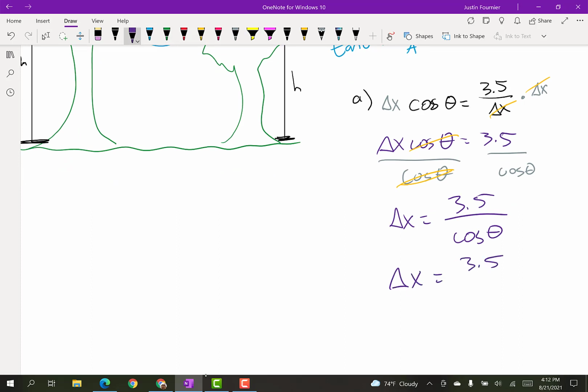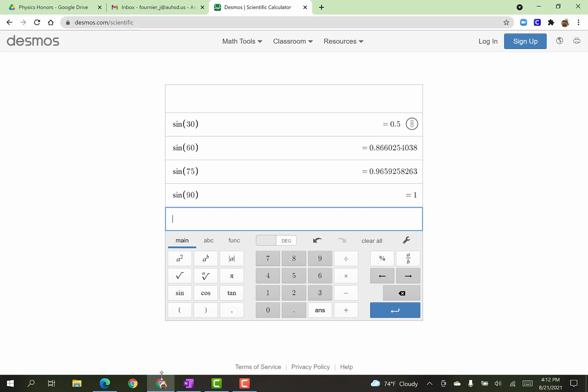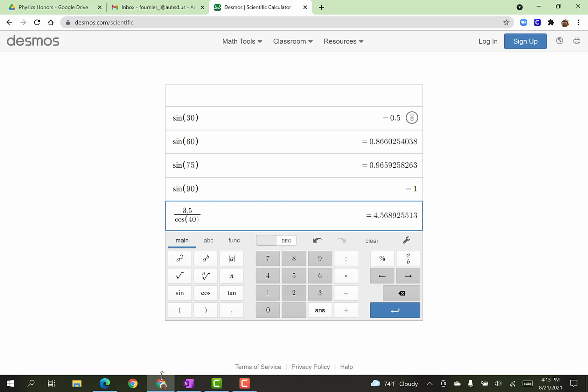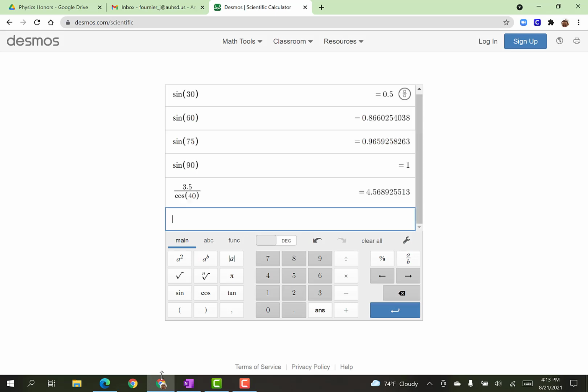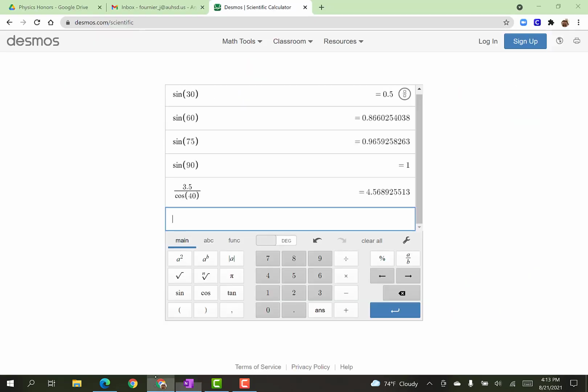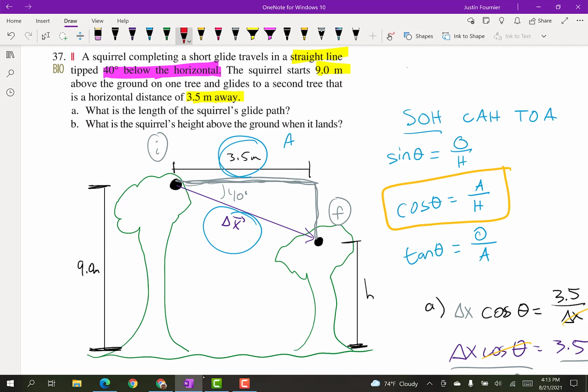So let's plug in all those numbers now. Delta x is equal to 3.5 divided by cosine of 40. Close parentheses, hit enter. I get about 4.57. You want to round to about 3 sig figs, or I think the book actually uses 2 sig figs, but we'll say 4.57 meters. Double check that. 4.57, yeah. All right. So that was part A. Did part A. Nailed it.